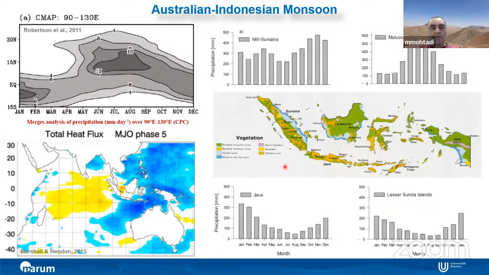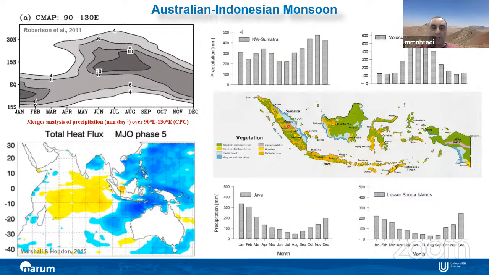Over Indonesia, basically the southern parts, everywhere south of the equator is somewhere here. South of the equator can be regarded as the monsoon region. These are two examples from Java and the Lesser Sunda Islands, with a clear dry season, June, July, August, September, and a wet season starting somewhere in November and December and lasting until March.